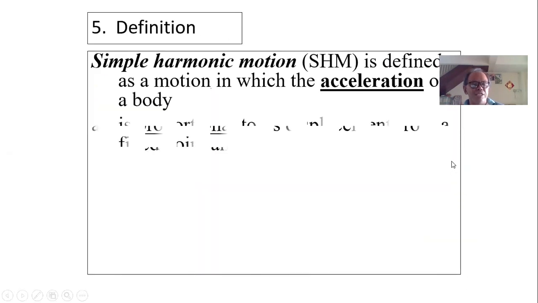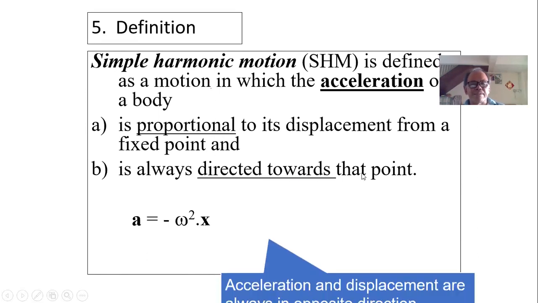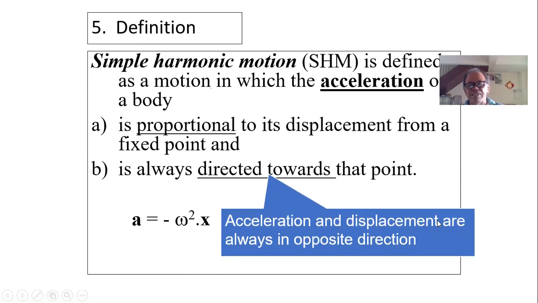Then you need to remember the definition for simple harmonic motion. Write it up. The acceleration is proportional to displacement from a fixed point and always directed towards the point. Okay? Or we say acceleration and displacement are always in opposite direction.